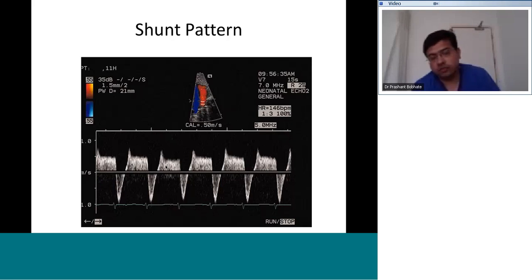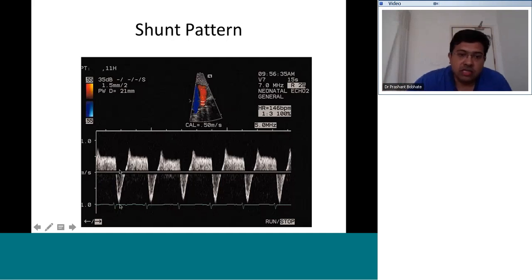Somebody says diastolic runoff. When we assess the shunt pattern, what we have to assess is how the flow is in systole as well as diastole. If you see the ECG below, from the beginning of the Q wave to the end of the T wave is going to be our systole. From the end of the T wave till the beginning of the Q wave is going to be diastole.